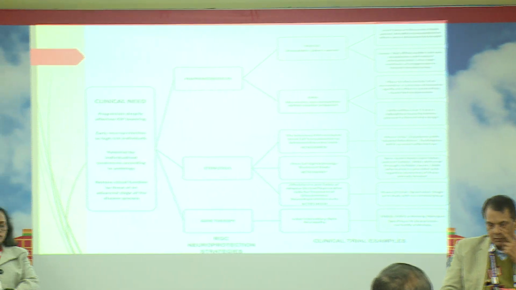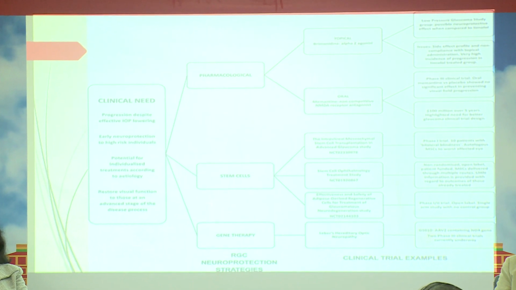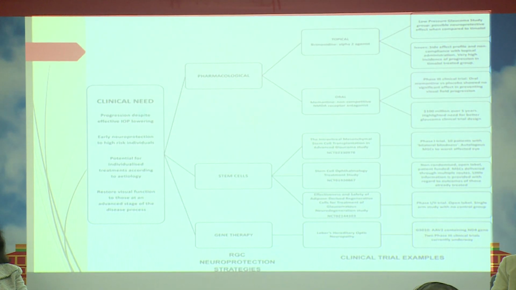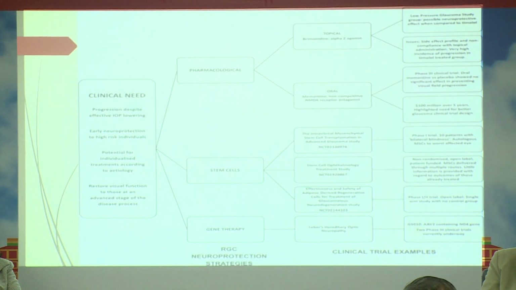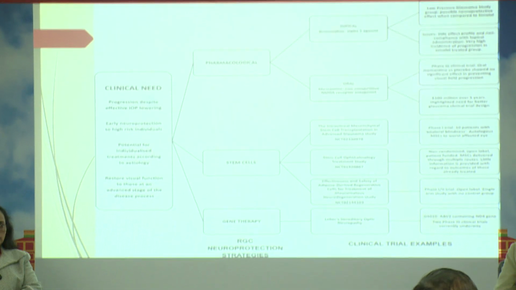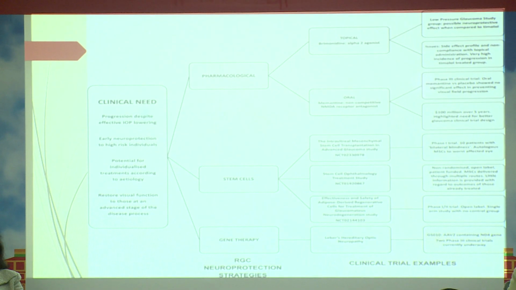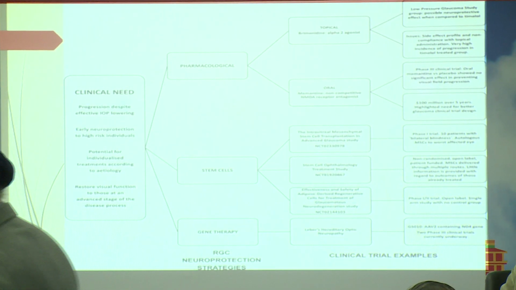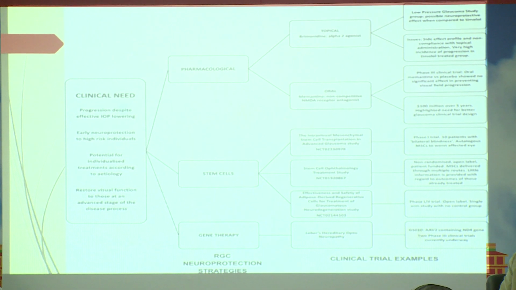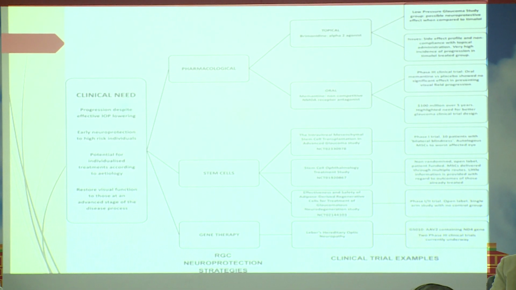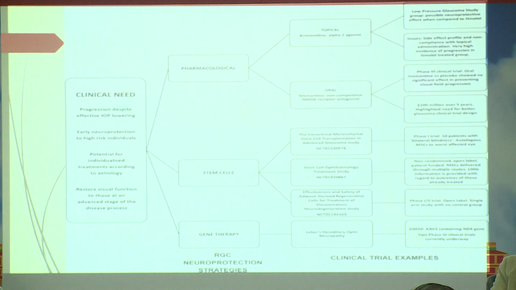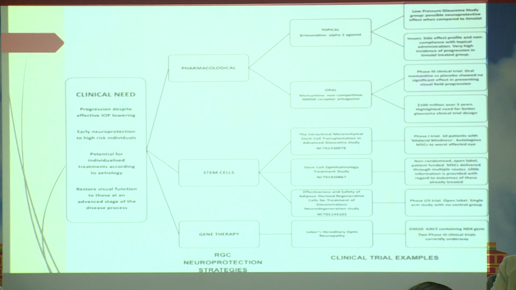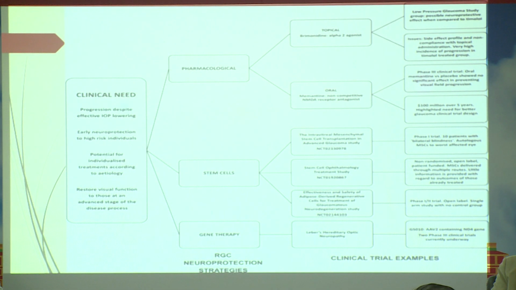So why is the need there? As I already mentioned, the need is there because IOP lowering may not be sufficient. Despite achieving good IOP control, the patients are progressing. So early neuroprotection may have a role there, obviously in high-risk individuals. And also, as glaucoma specialists, we would love to bring back the vision of people who have advanced disease. The strategies by which this neuroprotection is supposed to work are pharmacological agents, stem cell therapies, as well as gene therapies.